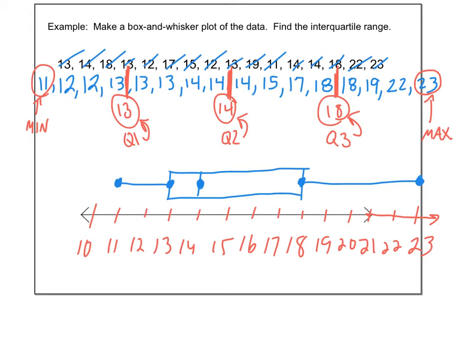Now, our IQR from here to here is 18 minus 13, which is an interquartile range of 5. And we're done.